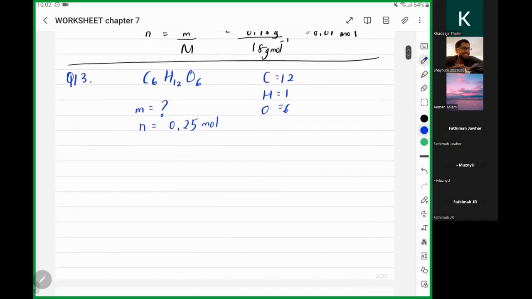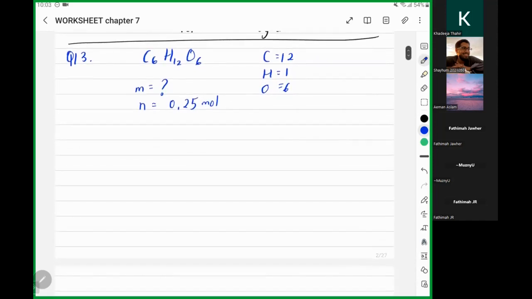Anybody want to give the steps? n equals m over M. Okay, good. n equals m over M. What is M? The molar mass. Did you calculate? 180 grams per mole. Good. It will be 180 grams per mole. How do we get that? You have to do 12 into 6, 12 into 1 and 6 into 16. Then you will get the values, right?